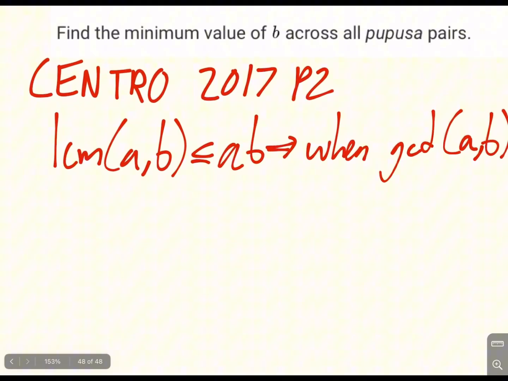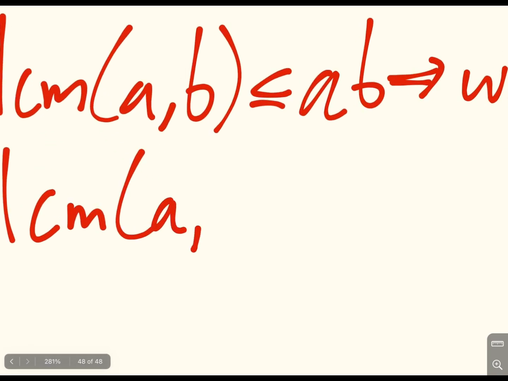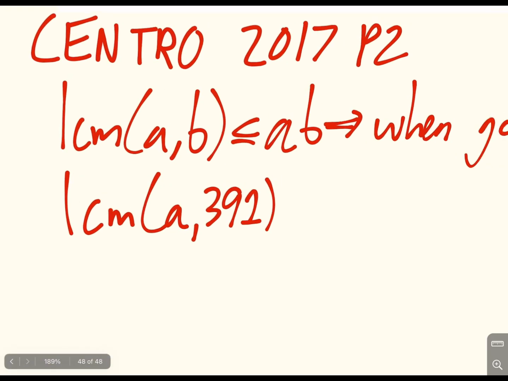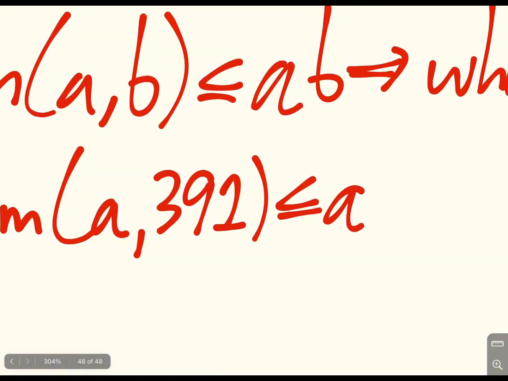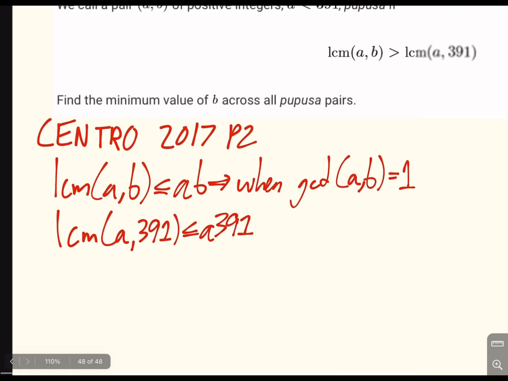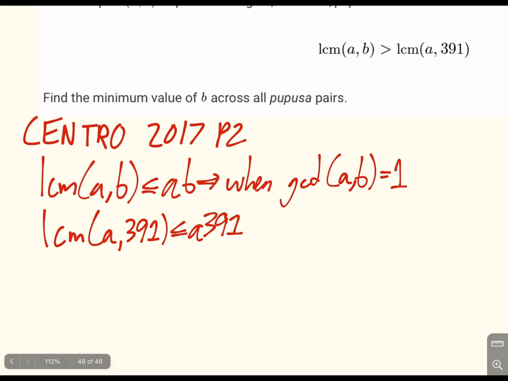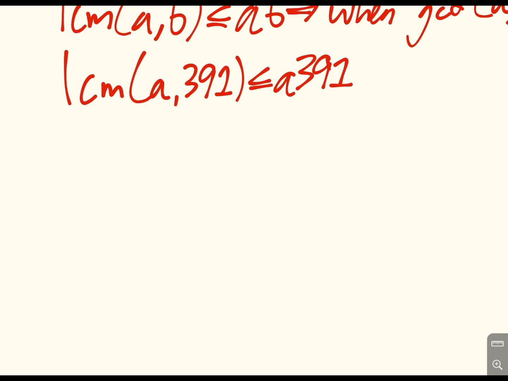So we have that, and that's important, right? Because then that means that the least common multiple of a and 391 is less than or equal to a times 391. So firstly, let's do an assumption here, because we're trying to bound b. We're trying to find the minimum value of b, so it's best to try and bound it at first. So let's do some assumptions here.